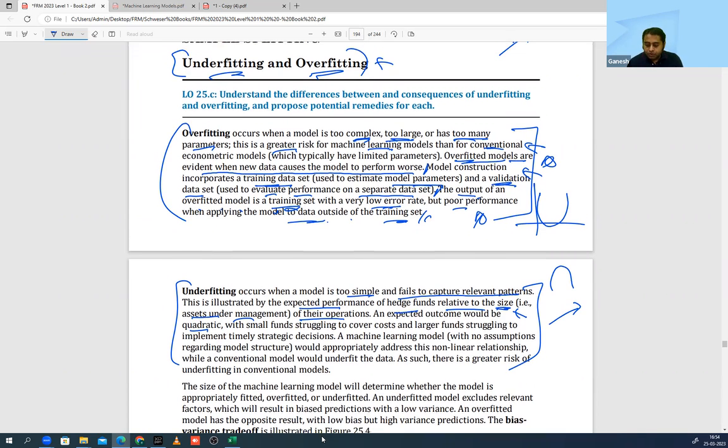So what does this quadratic mean? Small funds struggle to cover the cost and larger funds struggle to implement timely strategy. What does this mean? What is the meaning of this line? Even if you're not reading this chapter, think logically. If I am Reliance, a very big company, the decision making will be very slow. It becomes more bureaucratic because one person will take a decision, pass it on to somebody else, he will think, and till the time it is implemented on the ground, it is going to take a lot of time. Startups can make immediate decisions. So when you're lean, when you're small, you can take decisions very fast. Big companies cannot.